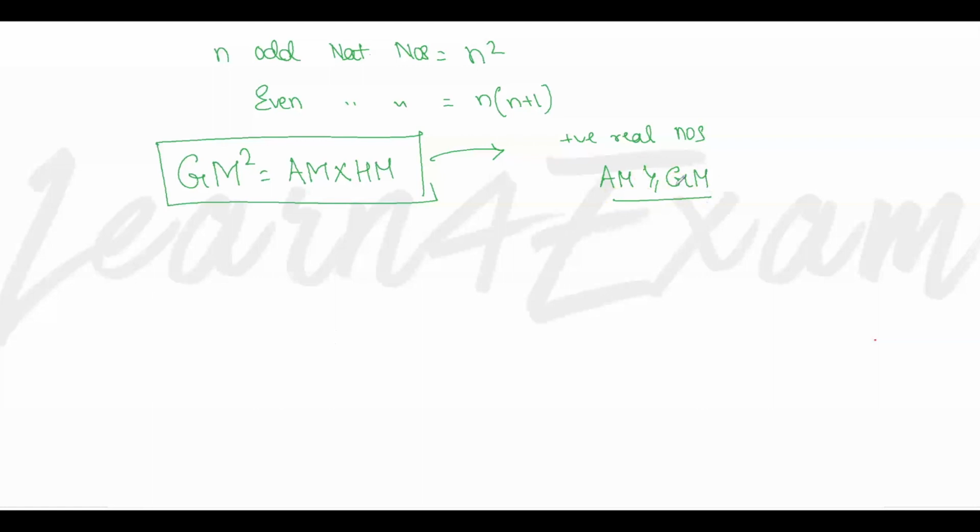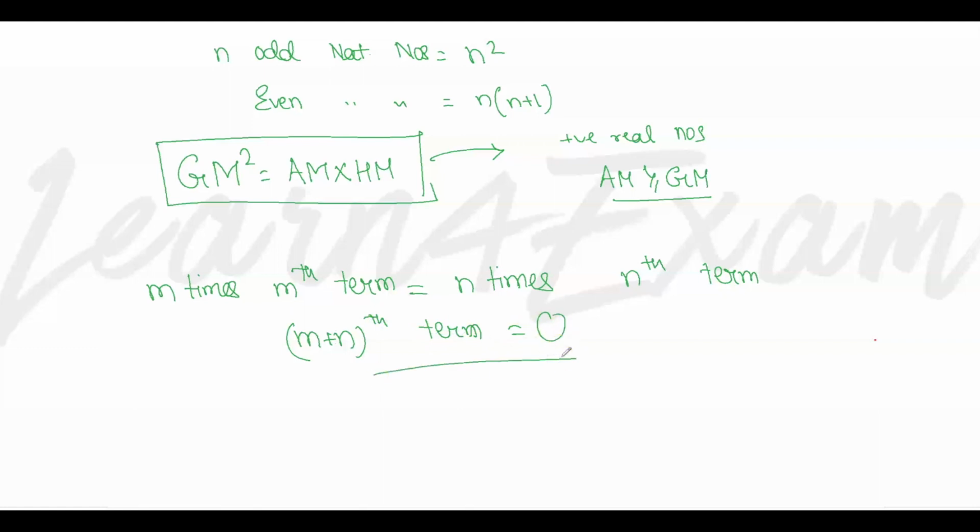Now, the next thing: if m times the mth term is equal to n times the nth term, then the (m plus n)th term is always equal to 0. If m times the mth term, let's say if 3 times t3 is equal to 4 times t4, then t7, that is m plus n, is equal to 0. For this also you can take a random example and check that out if it's required for you.